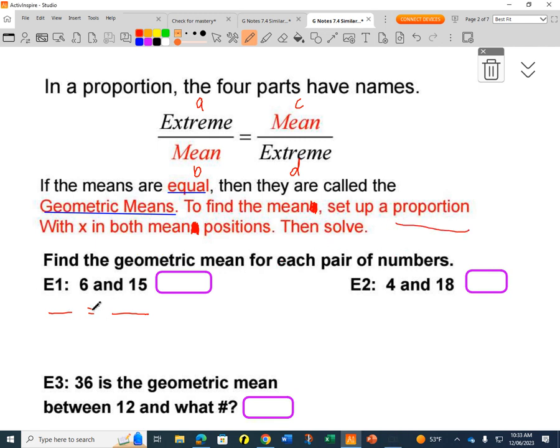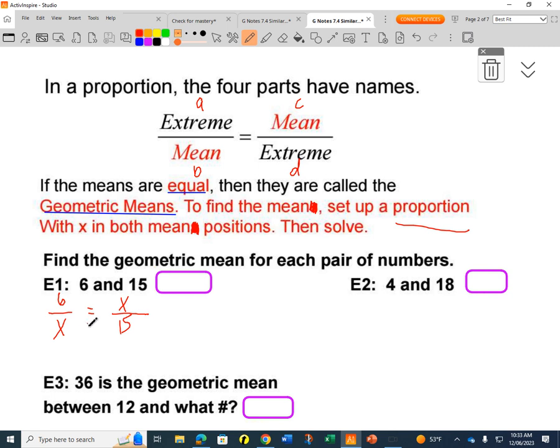So this is my proportion here. I'm going to put an x in both these spots, B and C. That's where the mean is. Since they told me it's a geometric mean, now I know that those values are the same. So now I can plug in the other two parts of the proportion and solve for x.